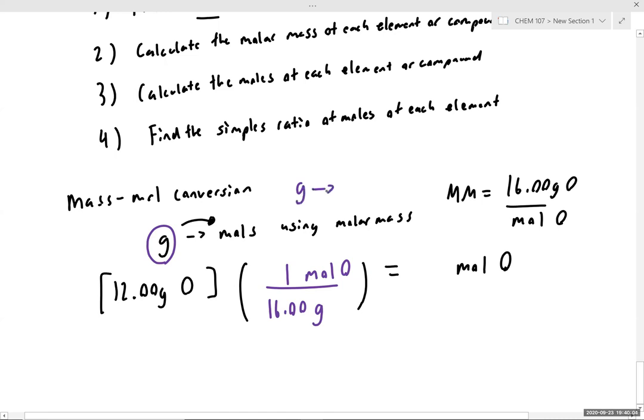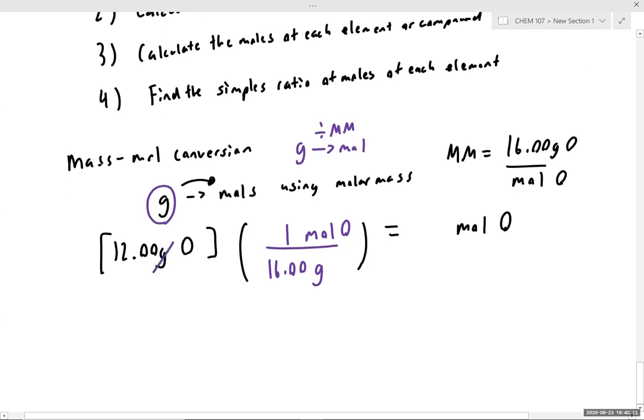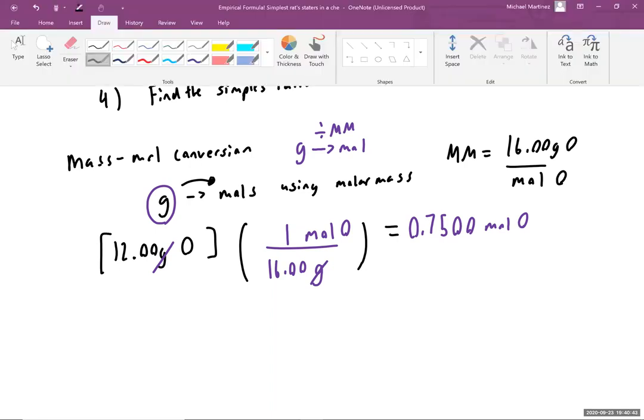So just as a shortcut to go from grams to moles, you divide by your molar mass. So if we punch that in, we see grams cancel. We're left with moles. So we have 12 over 16. That gives us 0.75 moles of oxygen. We technically write this as 0.7500 because we have 4 sig figs. Does this mass to mole conversion idea make sense? Yes. Let's look at another example.